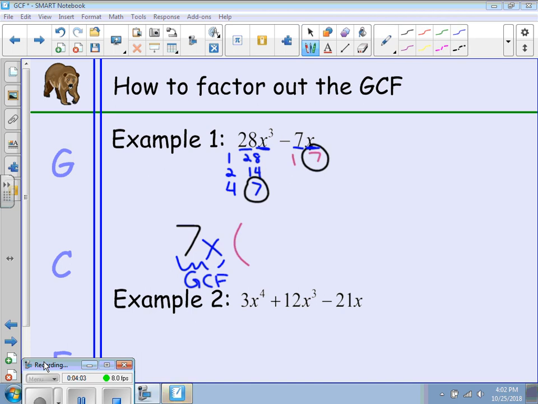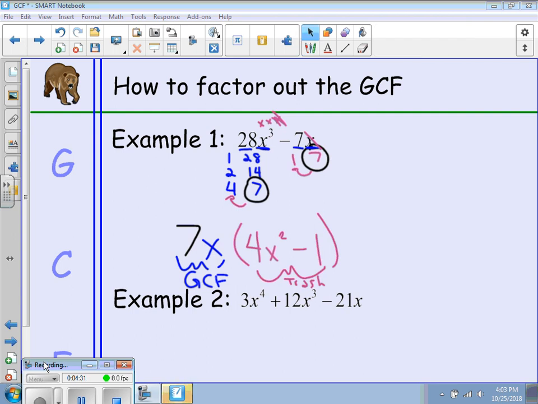If we took out a 7 from the 28, we're left with 4. If we take out an x from an x cubed, well, originally x cubed is 3 x's. We take out an x, how many am I left with? x squared. The minus sign just carries down. I'm left with a 1 when I take out my 7. And if I take out my x's, I'm left with no x's. So you can think of this as your trash. You took out the trash, and what do you have left?